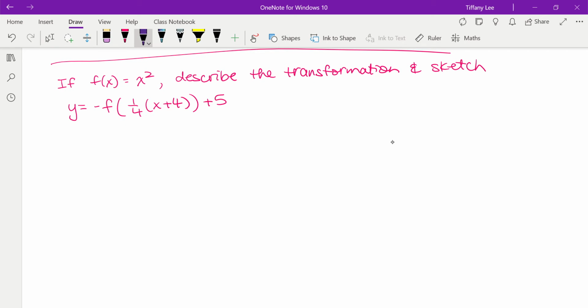And what I like to do is compare our transformed equation, which is y equals a f of (k x minus d) plus c. So here all you need to do is figure out what your a, k, d, and c values are by matching your two equations up. So here a equals negative 1. And when a equals negative 1, that means we have a reflection in the x-axis.